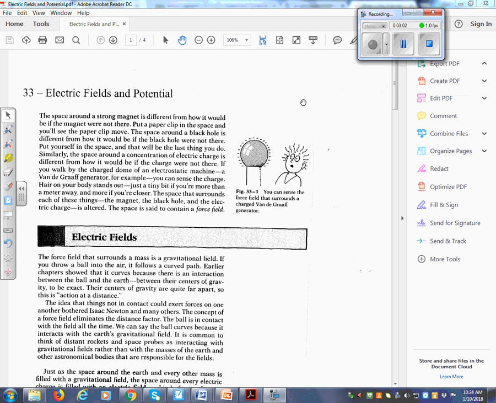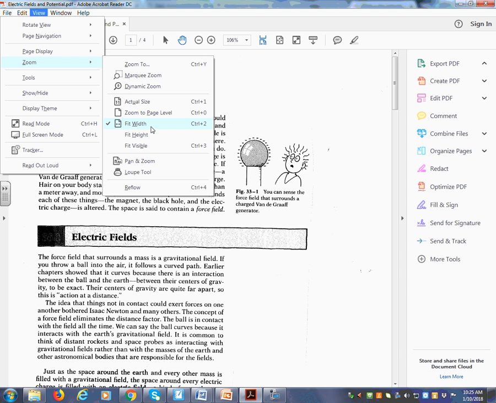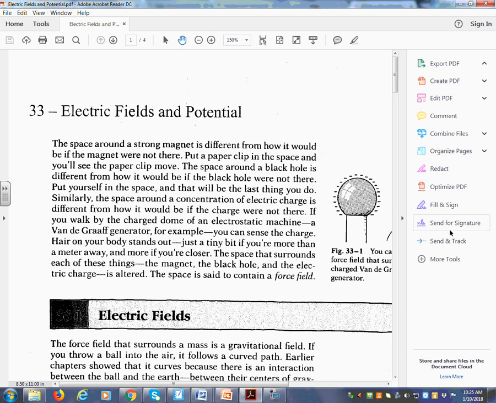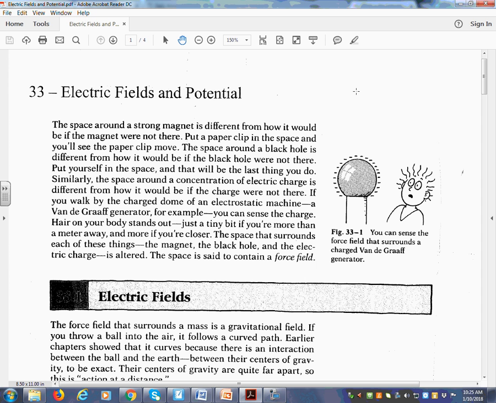Okay, so let's begin. So electric fields and potential. Let me just make this a little bit bigger. Okay, so electric fields and potential. I would suggest a highlighter, a pencil, a pen, what have you. I also recommend you put your phone on airplane mode so you're not distracted.